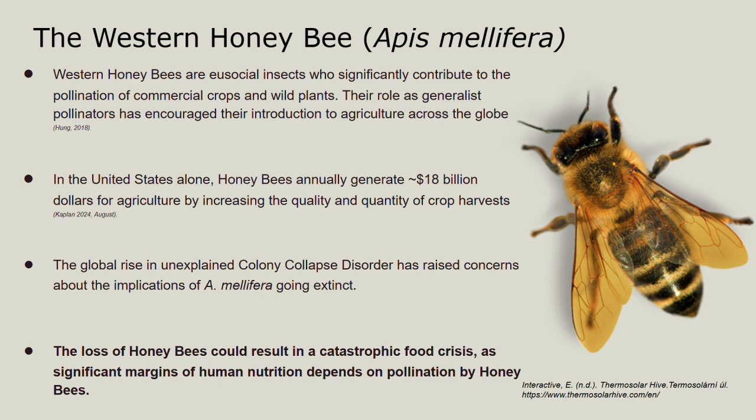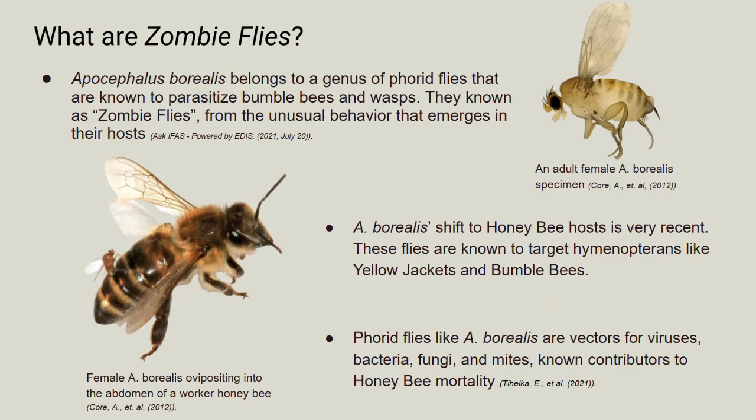Zombie flies belong to forage flies, which are pretty well known parasites for hymenopterans like bumblebees and wasps. They're known as zombie flies because their hosts get disoriented, they leave the nest in the middle of the night, and they usually die within a few hours. We have not seen Apocephalus borealis prey on honeybees until about 2012, so it's a very recent discovery.